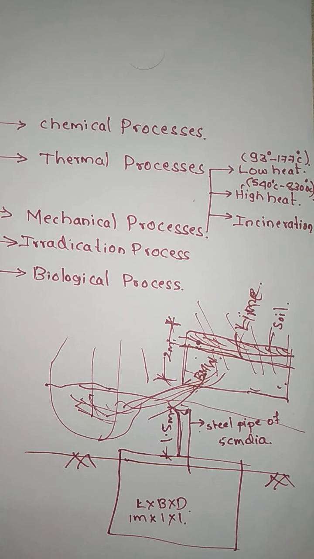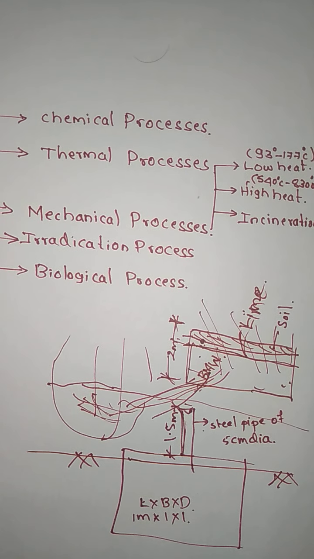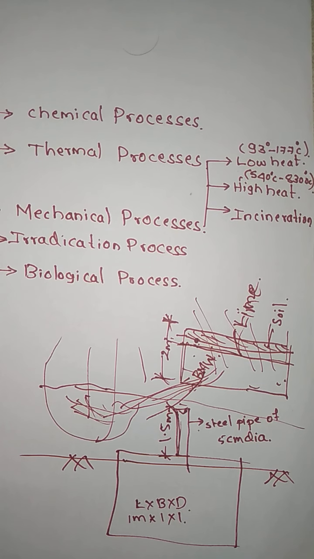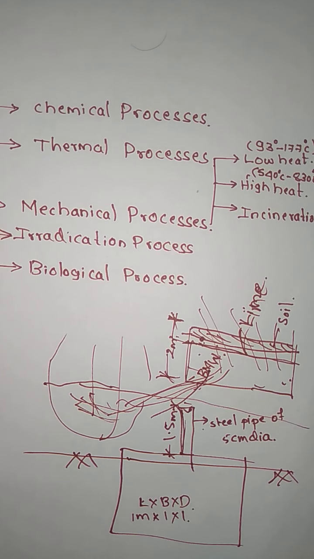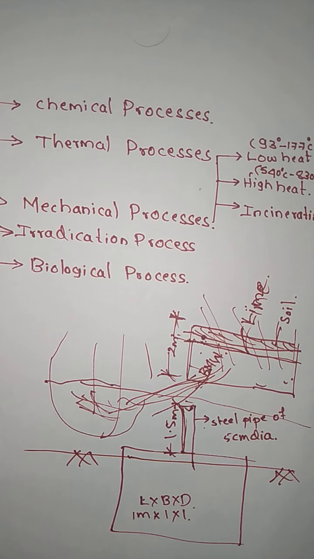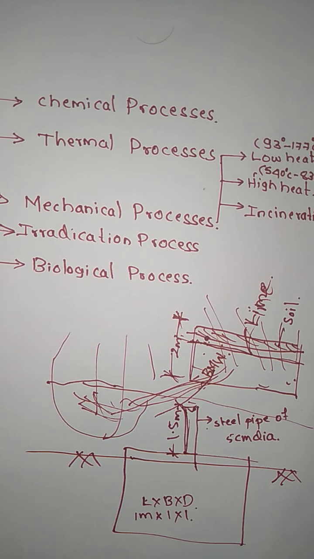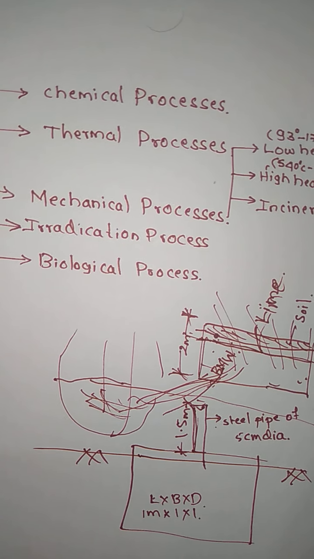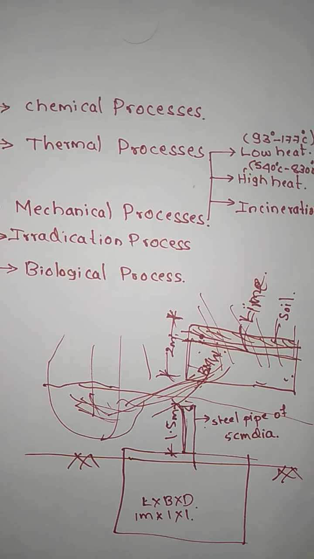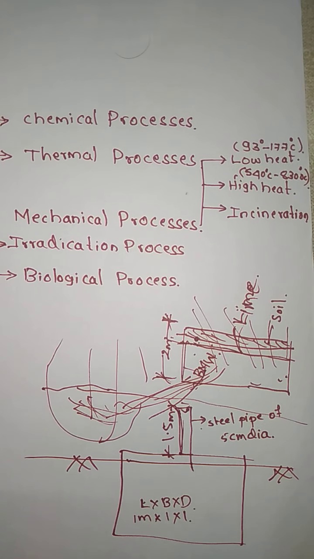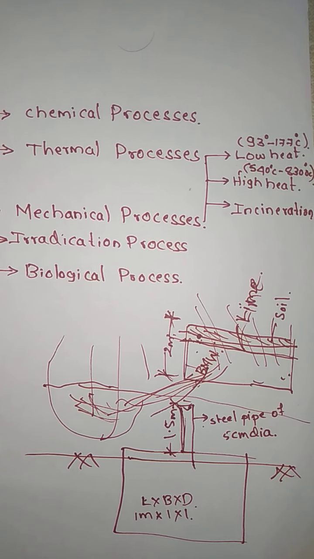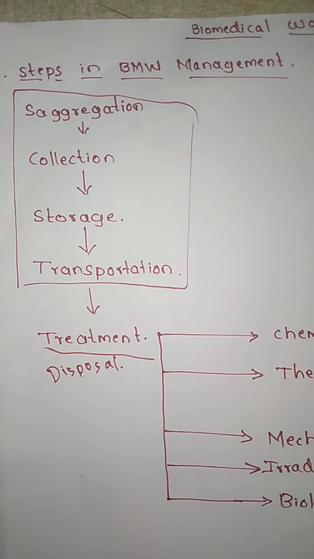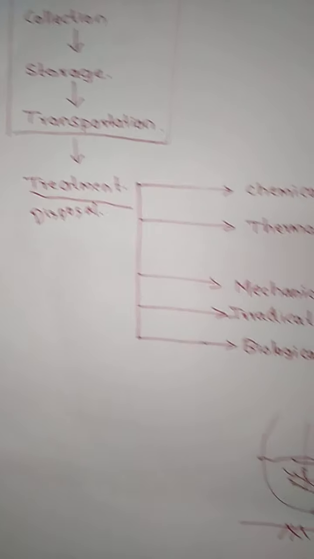So today we have covered the complete biomedical waste management. We have seen what biomedical waste management is, what the sources of biomedical waste are, the 1998 biomedical rules, and we have studied Schedule 1 and Schedule 2 along with the color coding. Then we have seen the biomedical waste management steps, and then the treatment and disposal techniques.